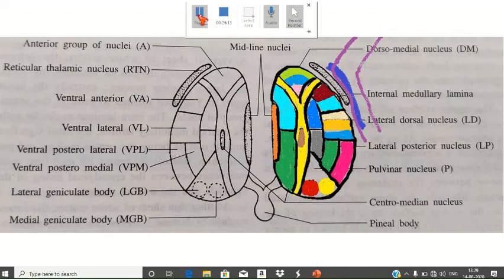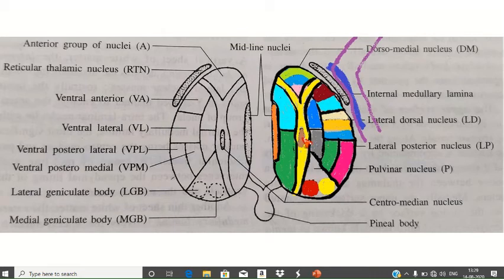Last one, we are going to discuss the 2 nuclei: lateral dorsal nucleus and lateral posterior nucleus. Here you can see the lateral dorsal nucleus and lateral posterior nucleus. Then other nuclei which we can identify are the intralaminar nuclei. Here you can see the intralaminar nuclei.